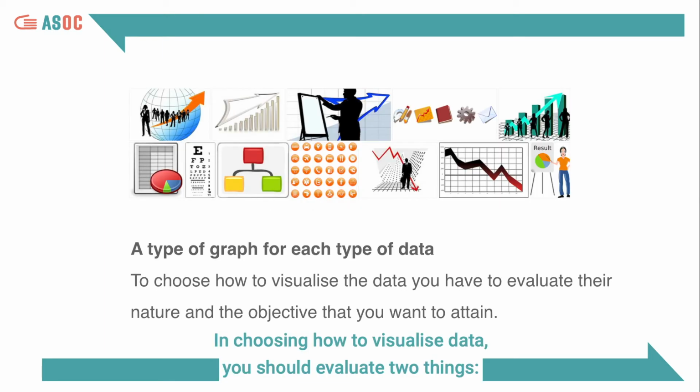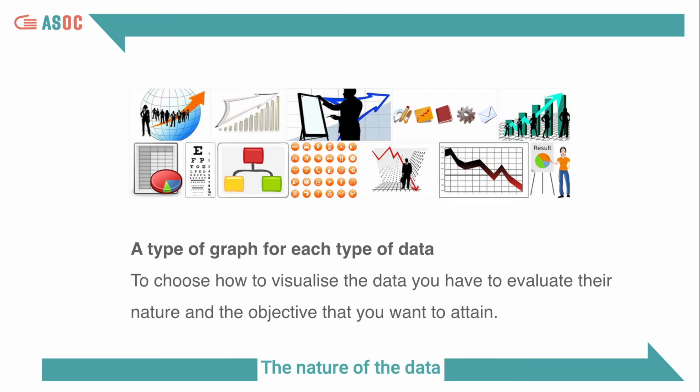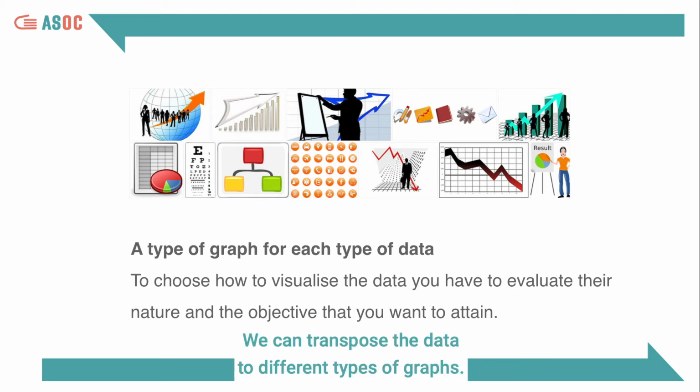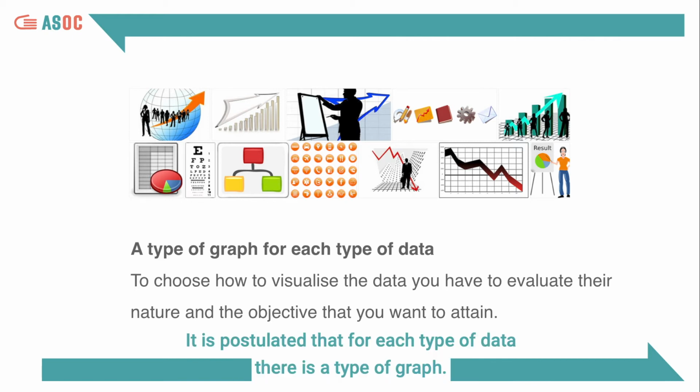In choosing how to visualize the data, you should evaluate two things: the nature of the data and the goal to be achieved by visualizing them. We can transpose the data into different types of graphs. It is postulated that for each type of data, there is a type of graph.